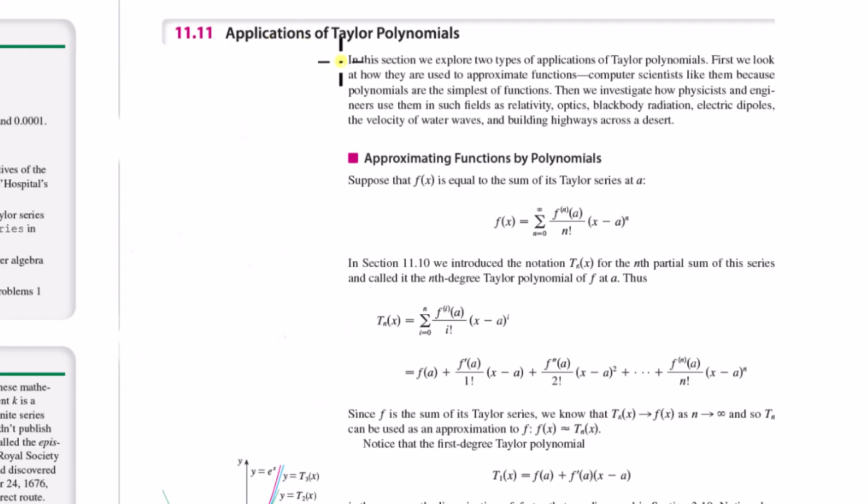Okay, so in this section, we explore two types of applications of Taylor polynomials. First, we look at how they are used to approximate functions. Computer scientists like them because polynomials are the simplest of functions. Then we investigate how physicists and engineers use them in such fields as relativity, optics, black body radiation, electric dipoles, the velocity of water waves, and building highways across a desert.